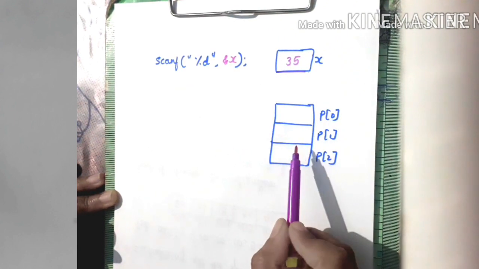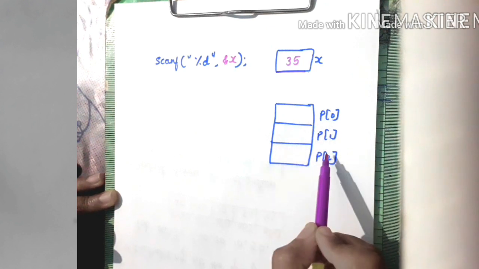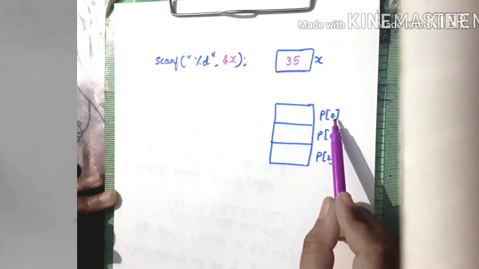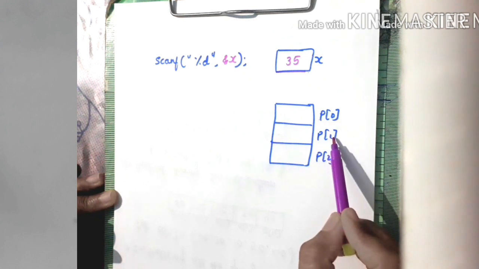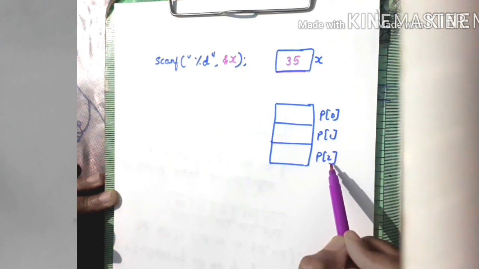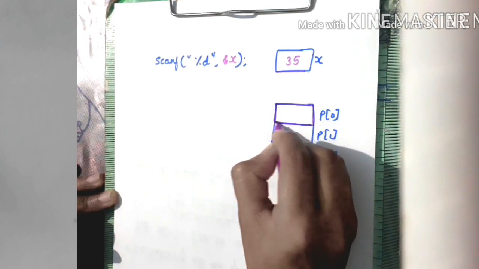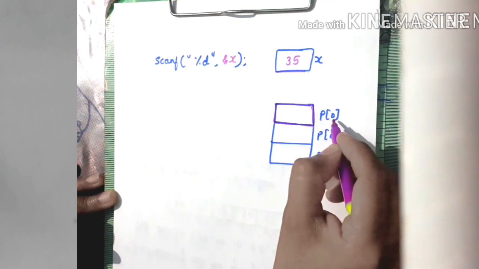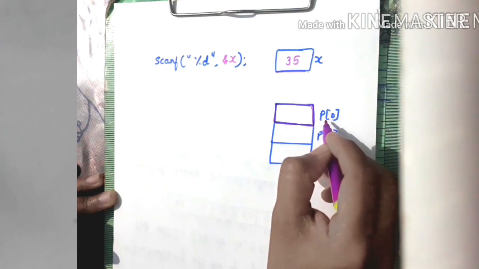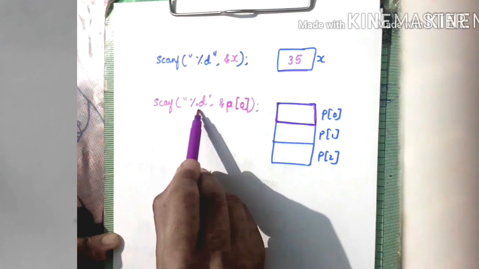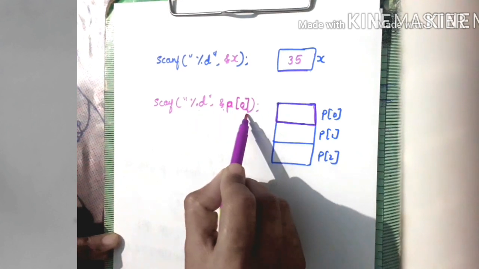In the same way, I have taken an array P with 3 elements. The first element is P of 0, the second element is P of 1, and the third element is P of 2. The name of this memory location is P of 0. To input the data to this memory location, we write scanf %d ampersand P of 0.